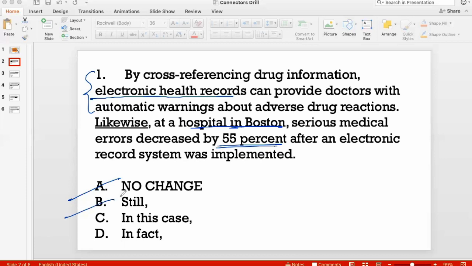In this case, doesn't make sense here because the first sentence is an argument for the benefit of electronic health records. So it's not a case or it's not an example by itself that I need to expand on. So it doesn't make sense. In fact is a good connector when you're introducing an example which is kind of impressive, right? So you're saying that electronic health record systems can reduce errors. And then you're saying that at a hospital in Boston, these errors reduced by 55%, which is a huge deal. So in fact, would kind of introduce that example since that example is quite impressive. So the best answer for this is in fact.